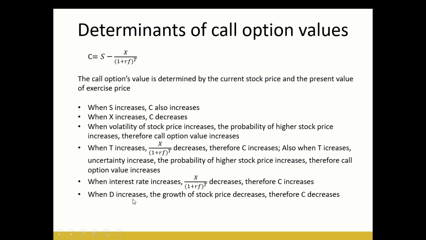When the dividend payouts increase, the growth of the stock price decreases, therefore C decreases. This is easier to understand. If you pay a lot in dividends, then the retention ratio will decrease, which means you cannot invest a lot of money into this company's future positive NPV projects. So the growth, G, of the stock price decreases. If the stock price decreases, then the call option value decreases. So these are the determinants of the call option values.